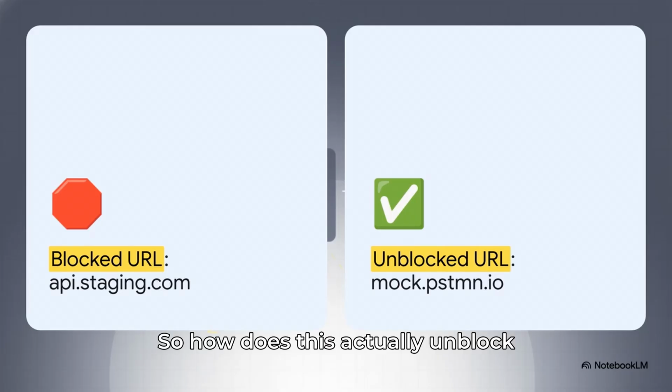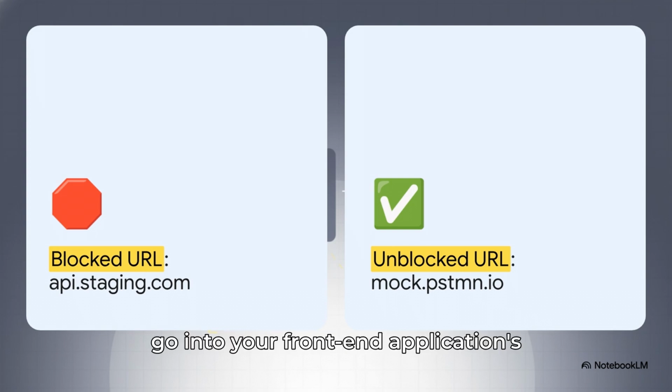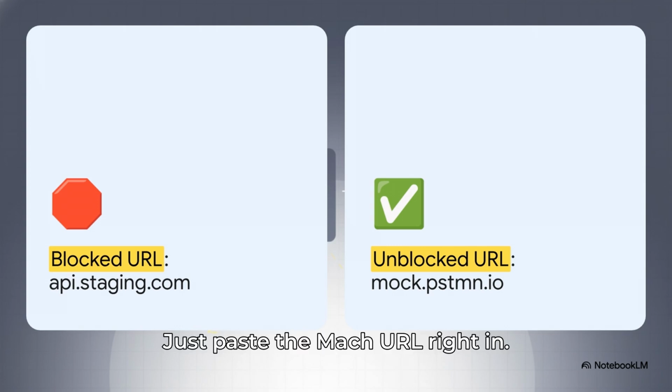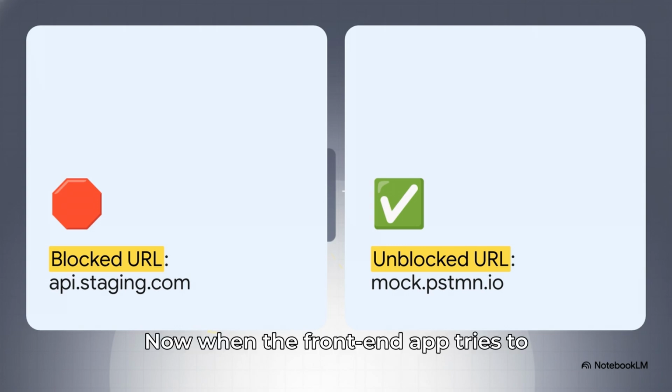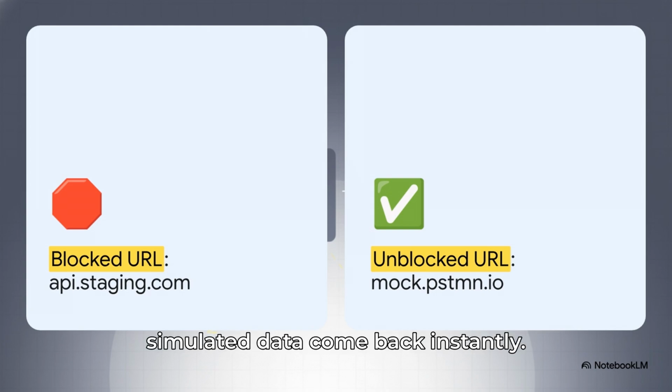So how does this actually unblock your team in practice? You literally just take this newly generated mock URL, go into your front-end application's environment file, and swap out that broken staging base URL. Just paste the mock URL right in. Now when the front-end app tries to process a checkout, it hits the mock instead. Boom, the checkout flow is instantly unblocked. To verify it yourself, you can paste that mock URL straight into your browser or fire off a request from a fresh Postman tab and watch the exact simulated data come back instantly.